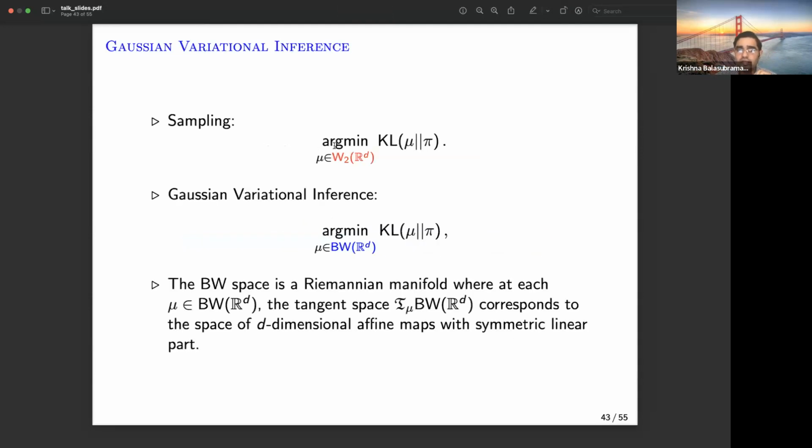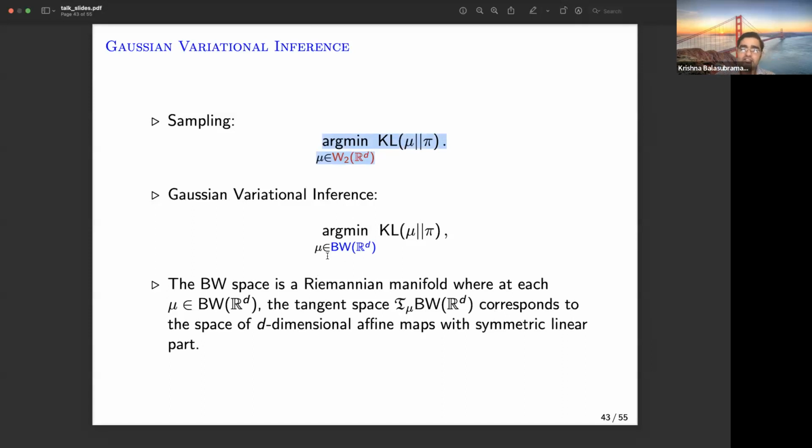All right, so recall that your sampling problem is essentially optimizing the KL divergence on the set of all densities. In Gaussian variational inference, you restrict to a subset, which I've denoted here by BW. This BW is what is called the Bures-Wasserstein space. So this is the Wasserstein space, this is the Bures-Wasserstein space. And what is this space? It is essentially the subset of all densities which are Gaussian. So instead of optimizing over all densities, you are optimizing over only Gaussians. That's exactly what it means, right?